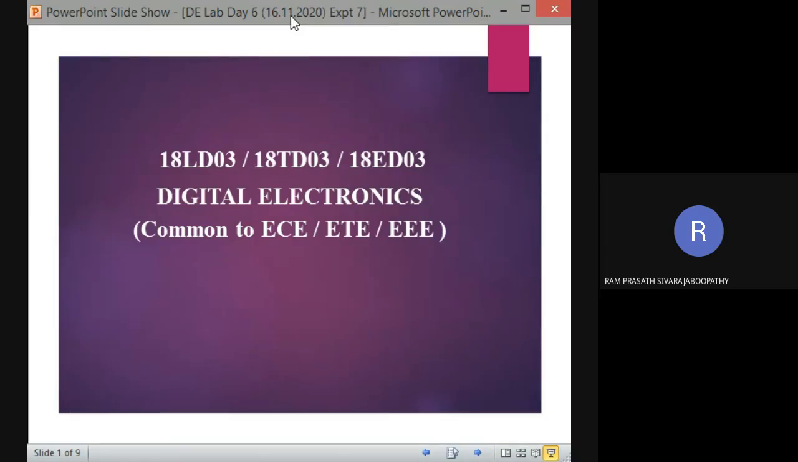Implementation of multiplexer, demultiplexer. For multiplexer, we have used one IC. For implementing the demultiplexer, we have used another IC. Correct? So, multiplexer பொறுத்த வரைக்கும் 8:1 பார்த்தோம். Demultiplexer பொறுத்த வரைக்கும் 1:4 பார்த்தோம். Fine. Next step. What about the other experiment?